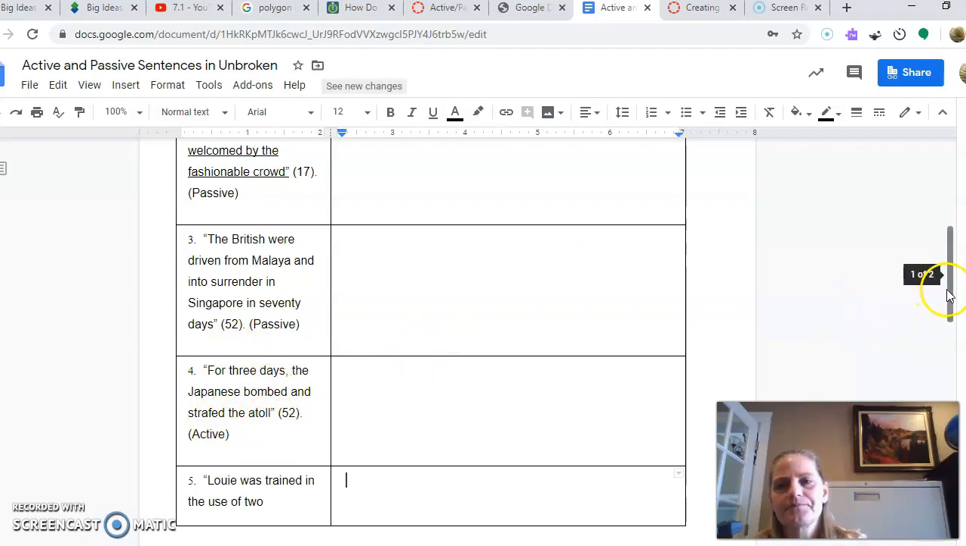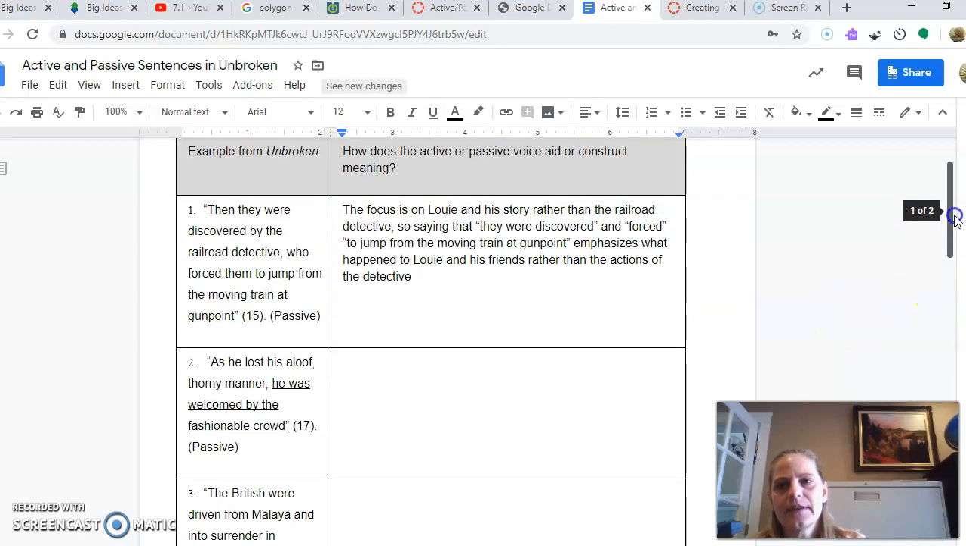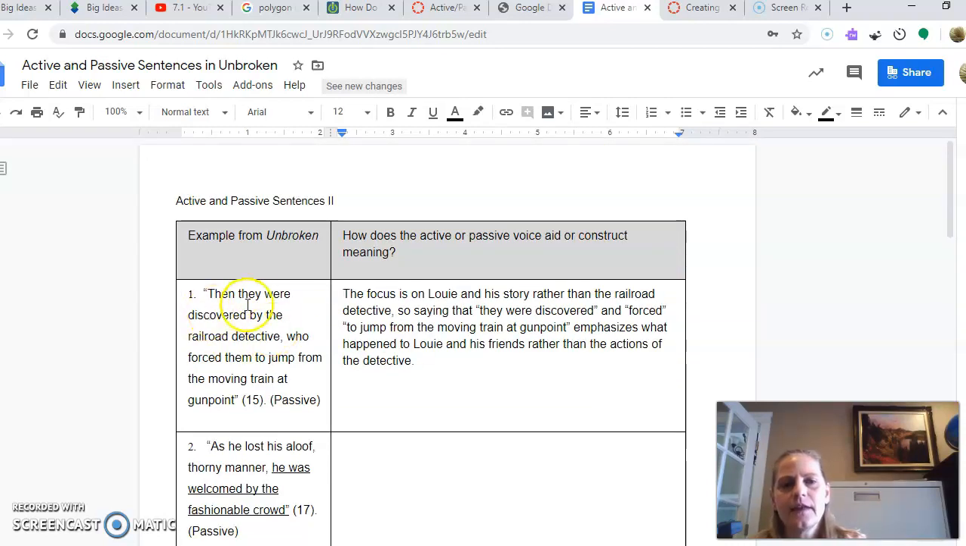On the other hand, if you look at example number 1 that I filled out for you, then they were discovered by the railroad detective who forced them to jump from the moving train at gunpoint. Discovered is the verb here. Who is the person that does the discovering? Well, it's really the railroad detective. So this is in passive voice. They were discovered. So it puts emphasis on the action of the sentence rather than the person doing the action, right? Because we don't really care much about the railroad detective. We care about what's happening to Louis.